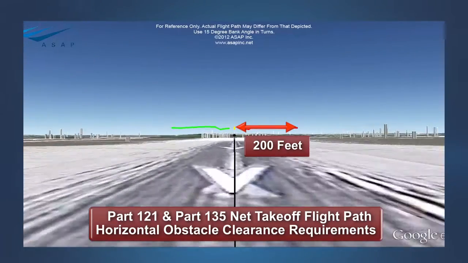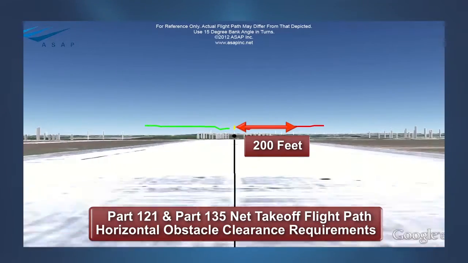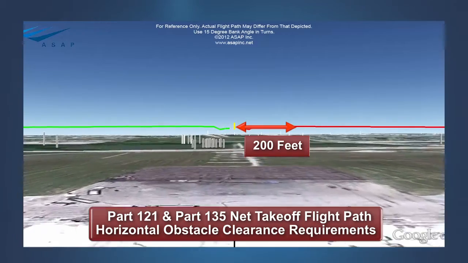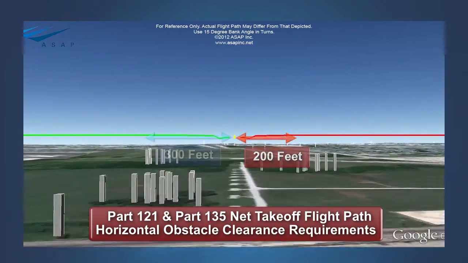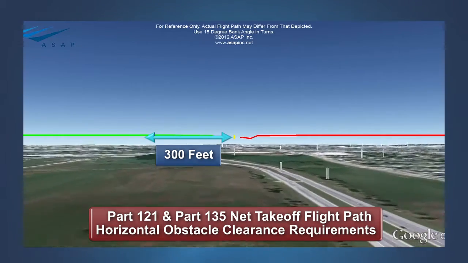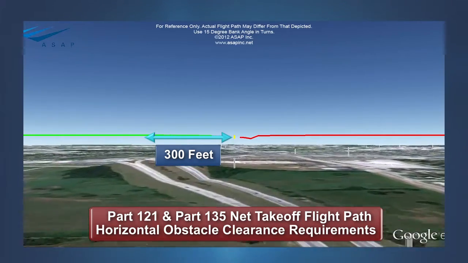According to the operating rules in Part 121 and Part 135, any obstacles that are located 200 feet on either side of the flight path within the airport boundary, or 300 feet on either side after passing the airport boundary, must be cleared vertically by the net takeoff flight path.